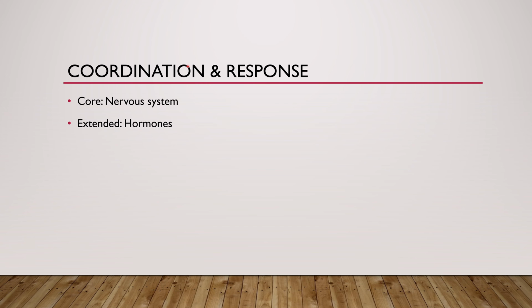This unit is about coordination and response. At core level, students learn the structure and function of the nervous system. Students are expected to know that the nervous system controls and coordinates body activities, identify the main parts, brain, spinal cord, nerves, and understand that neurons carry electrical impulses.